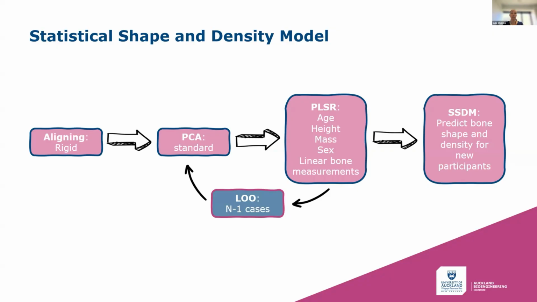And we looked at how good we were at predicting new bones in a leave-one-out analysis. So we performed a PCA on n-1 cases, and then we predicted with our PLSR on the one case left out. And we did that for all of the children. What happens is that the PLSR outputs the different PC weights from the PCA, and then you can use the mean shape to reconstruct your bone, so your new femur and your new tibia from your new patient.